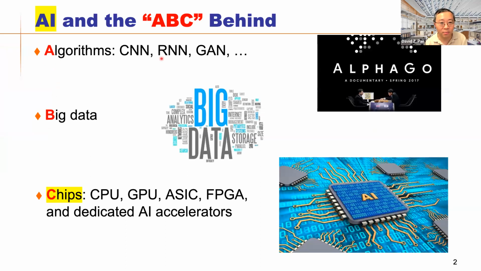A stands for algorithms. Many new algorithms have been published, from CNN to RNN to GAN to all the transformers and so on and so forth. And then there is a lot of data nowadays, our big data. Meanwhile, the C here is really chips. To run all these algorithms on this huge data, you need huge computing power, and thanks to all the CPUs, GPUs, application-specific ASICs, and so on, now we can run really huge models.